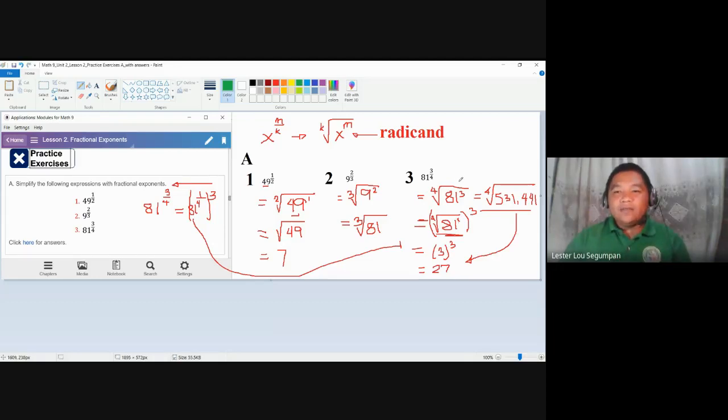The point for discussing this process is to tell you that if your radicand is very big, you can just simply take out the exponent of the radicand and express it as the exponent of the whole expression. So it's easier to do this. So the answer here is 27. These are the items found in practice exercise A of lesson number 2. The only pending here is number 2, because when we reach unit number 3, this needs to be simplified further.